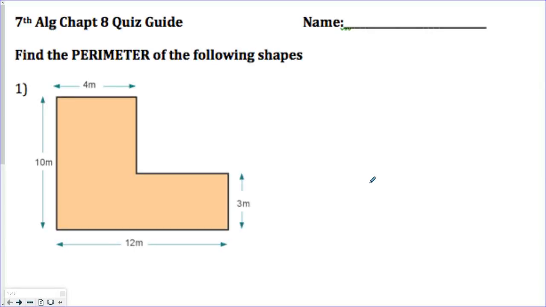So we're going to be looking at the Chapter 8 quiz, which is on area for the 7th grade. And again, this quiz covers both area and perimeter of shapes. So you're going to be doing some geometry here.